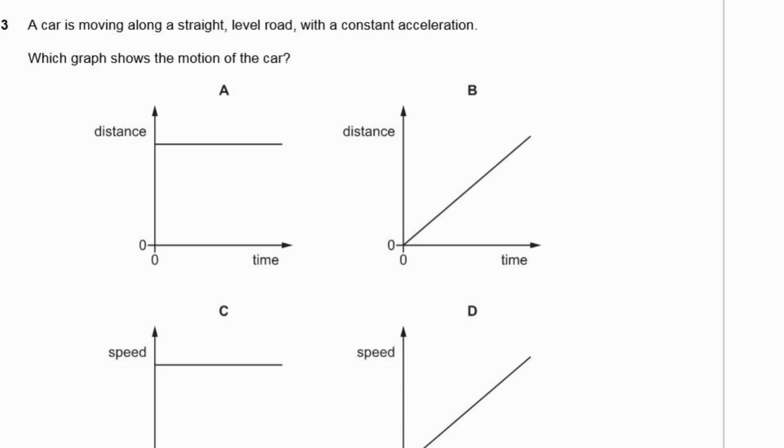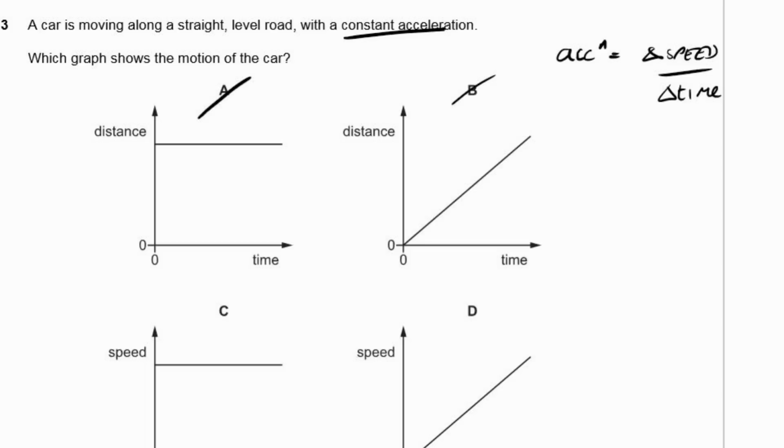A car is moving along a straight, level road with constant acceleration. Which graph shows the motion of the car? Constant acceleration. Well, acceleration is changing, well, technically changing velocity over change in time, but I'm going to write change in speed over change in time, because both the graphs we're dealing with down the bottom are speed, and we've got distance up the top, so it's not related to any of the distance graphs. There we go. Neither of those.